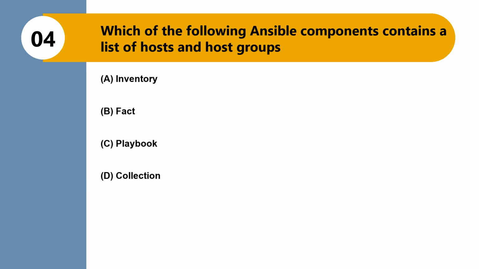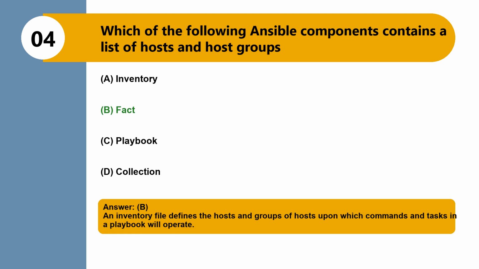Question 4. Which of the following Ansible components contains a list of hosts and host groups? Option A, inventory. Option B, fact. Option C, playbook. Option D, collection. The correct answer is option B, fact. An inventory file defines the hosts and groups of hosts upon which commands and tasks in a playbook will operate.